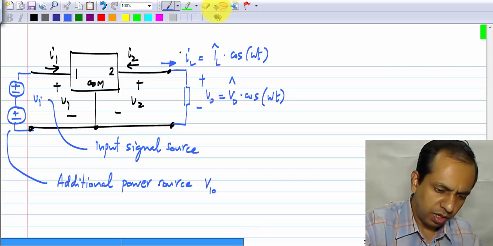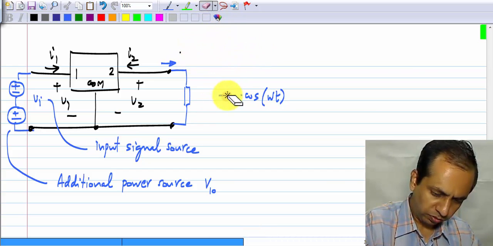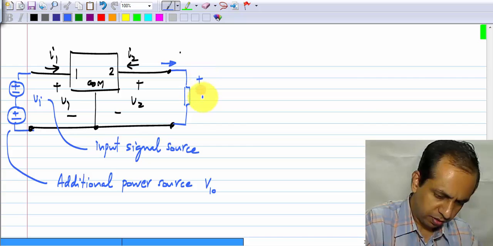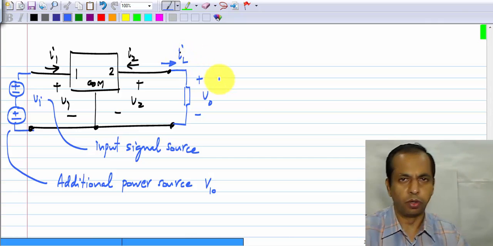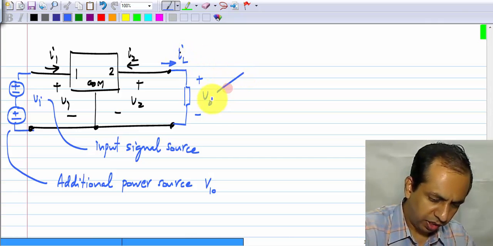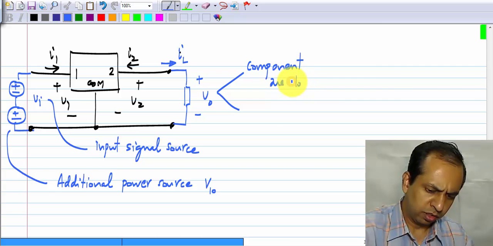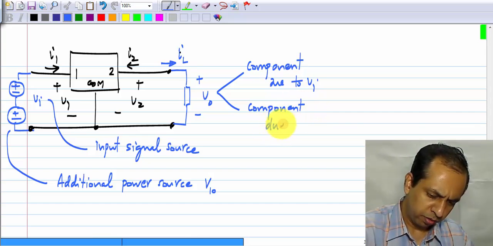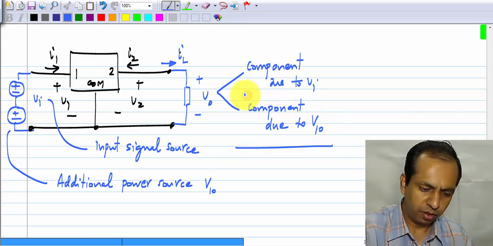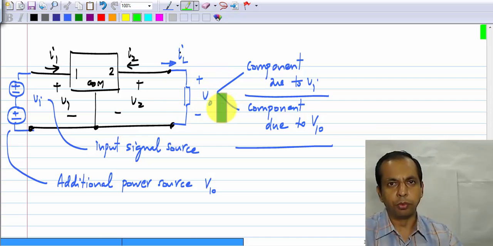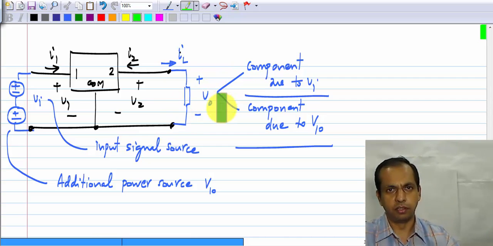Okay. So, now we will have some VO and some load current, okay, and this will have a component due to Vi and also a component due to V1 0. Okay. All I am saying is that both of these sources will have some effect on the output voltage. Okay. So, that is a very general statement and very obvious.